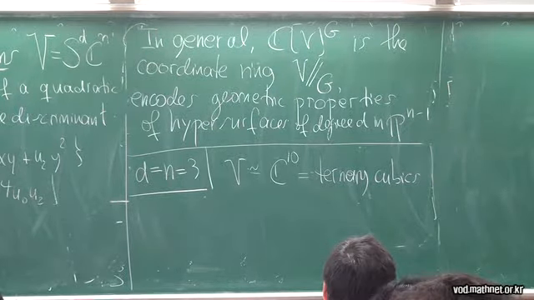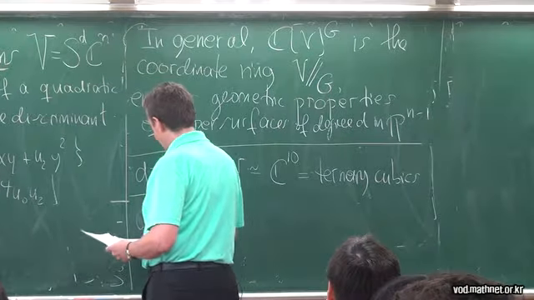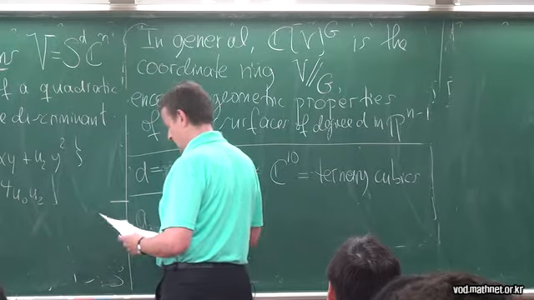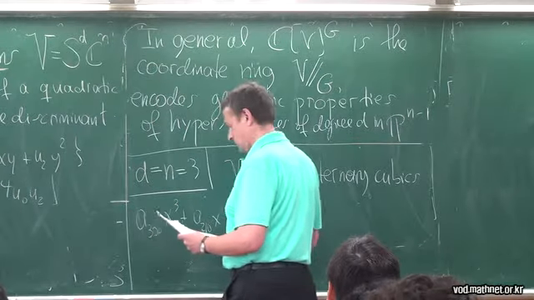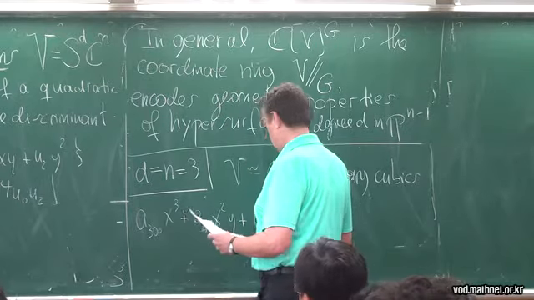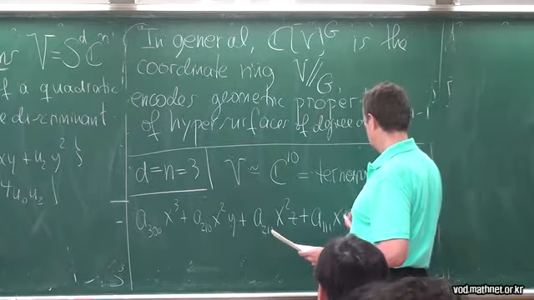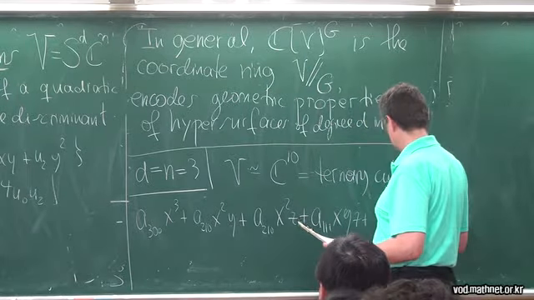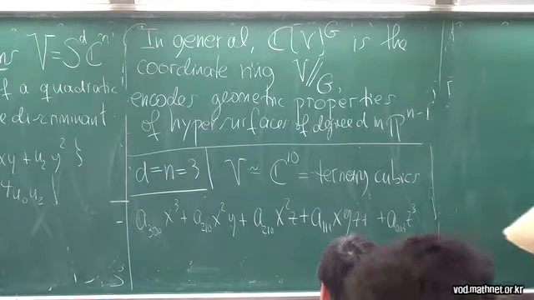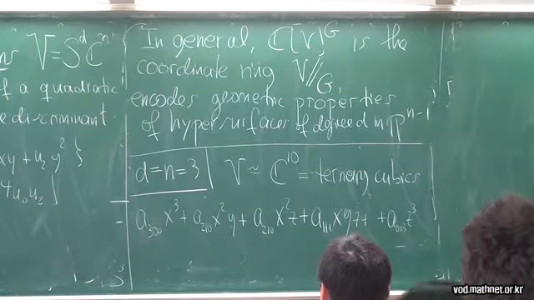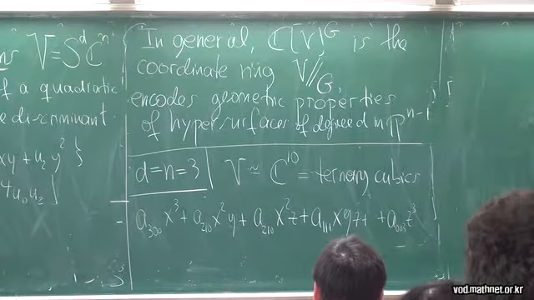10-dimensional space. Let me call the coordinates A300, A210, and so on. This is the space of symmetric 3 by 3 by 3 tensors.